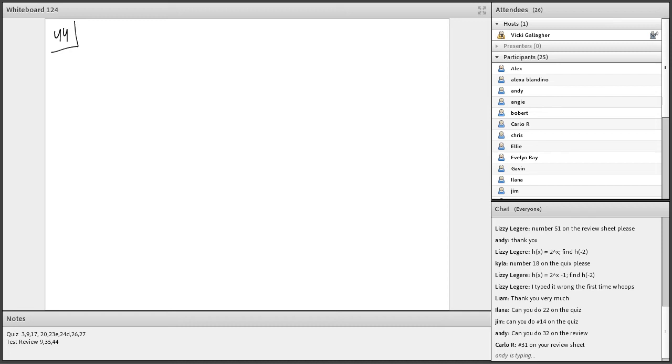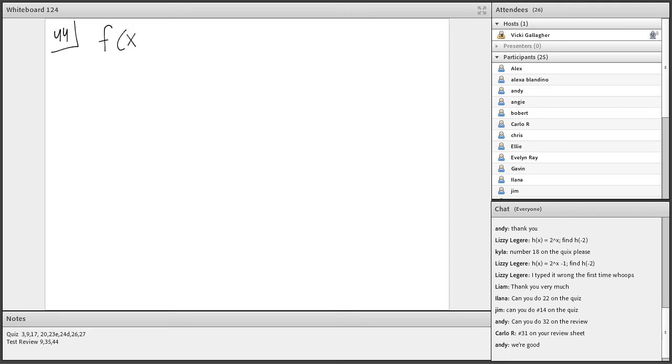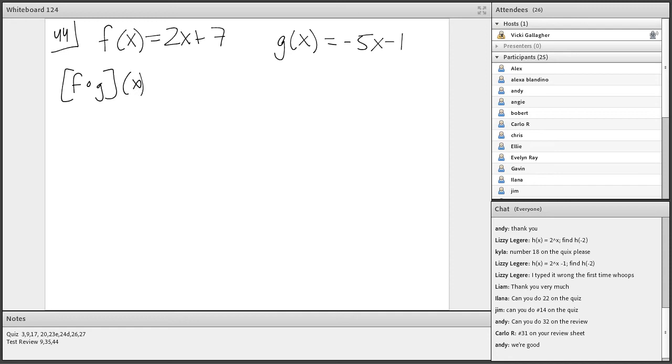All right, so 44 actually has 2 parts. Oh, awesome, perfect. So they gave us f of x is 2x plus 7, and g of x is negative 5x minus 1. And so the first part wants you to do, and this is very similar to the one we just did, the composite of f composite g of x.